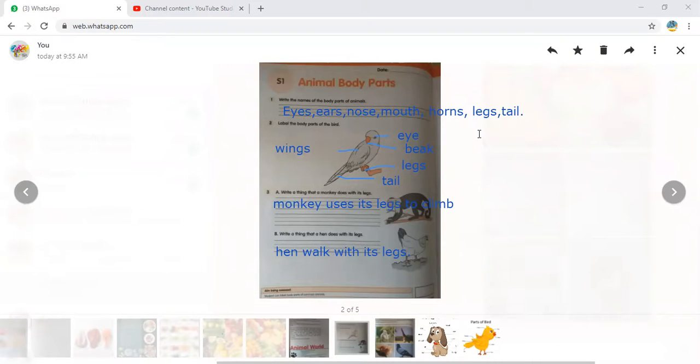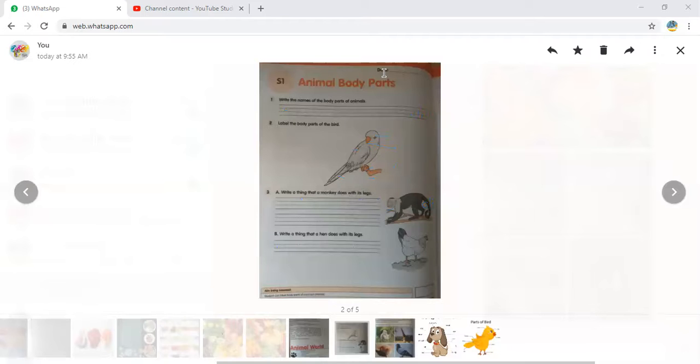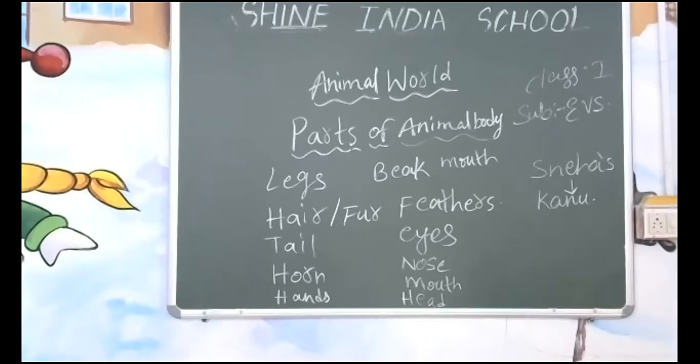First of all, what is the first question? They asked us to write the body parts of animals. We have written. Next, body parts of a bird are. They asked. We have written. Next, what is the use of legs to the monkey? To climb, we are going to use legs. And for the hen, to walk. These are the answers for the worksheet. Now I am going to clear my drawings. Everything is clear, I think. Very good.